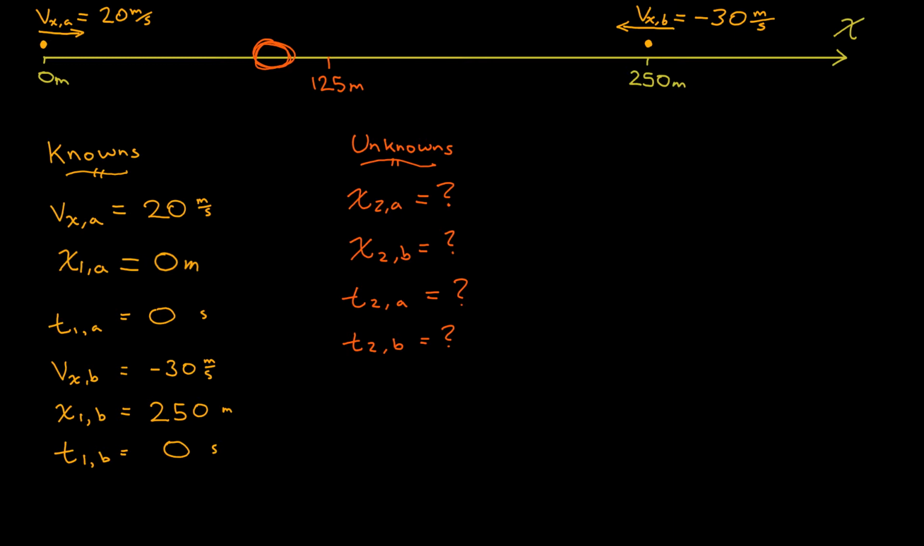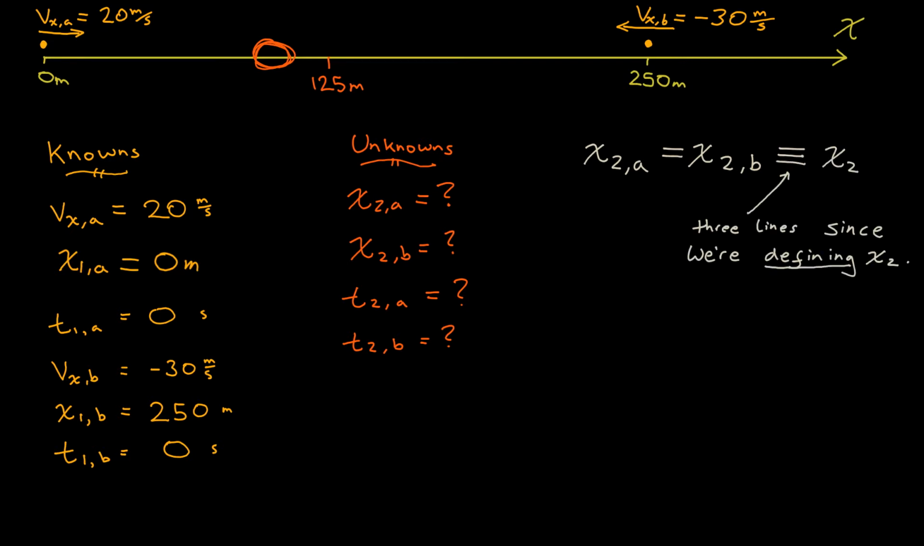And we don't know what time these cars crash at. So it looks like we're missing a lot of information, but actually it's not as much as it looks like. Because we know that the x position that car A crashes at has to be the same as the x position that car B crashes at. That's pretty obvious. In other words, they have to be at the same position when they crash. So let's just call that thing x2. And we also know that they have to crash at the same time. So, I mean, it wouldn't make any sense for car A to crash at 5 seconds and car B to crash at 9 seconds. They both crash at the same time. So let's just call that t2.